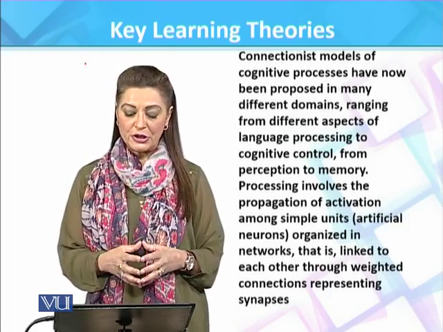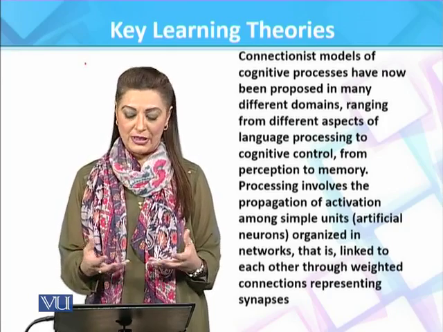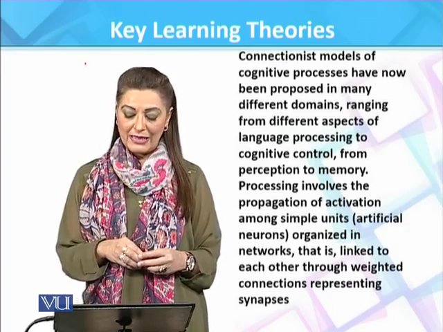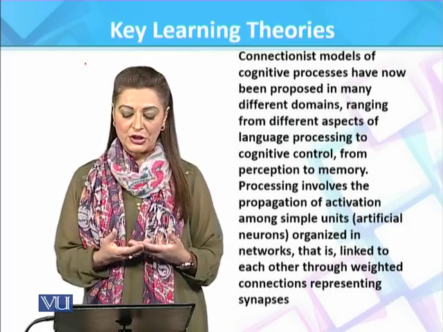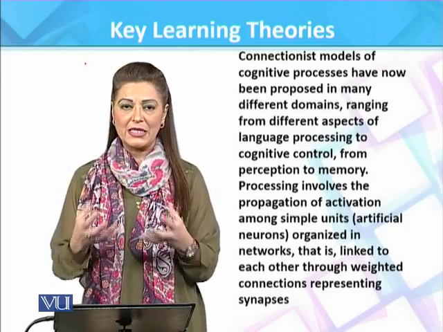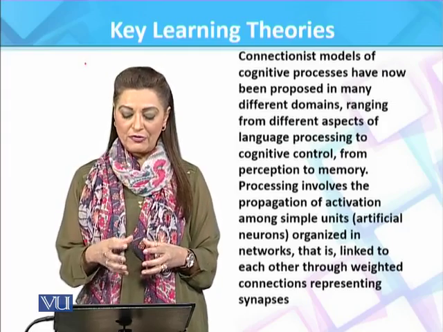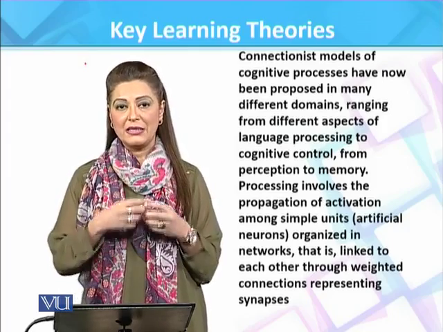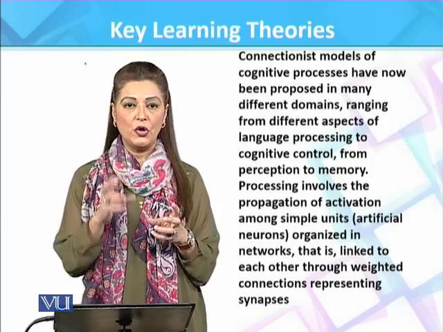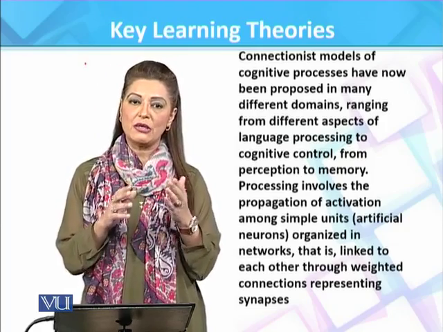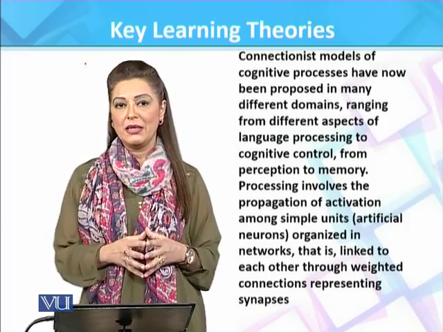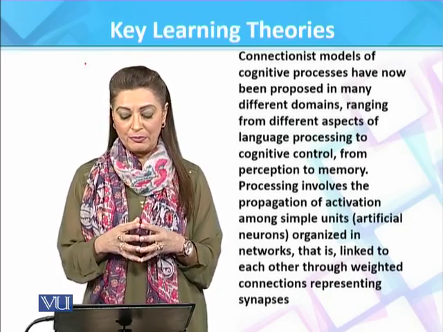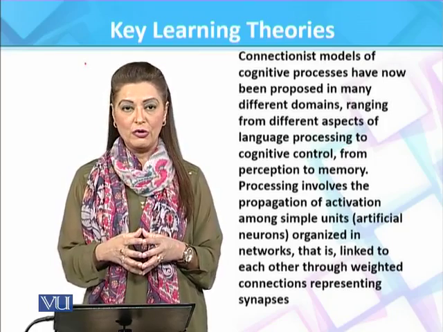Processing involves the propagation of activation among simple units, which are also considered as artificial neurons, organized in a network that is linked to each other through weighted connections representing synapses, representing different joining points. In terms of understanding weighted connection, you have multiple neurons and the networking, and on the basis of your interpretation, you lay a certain weight on a particular unit and neglect the others as not important, which helps you form a meaningful output.